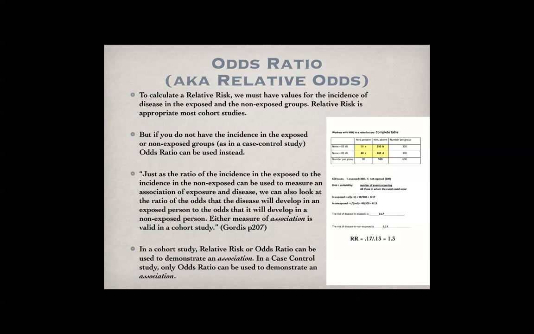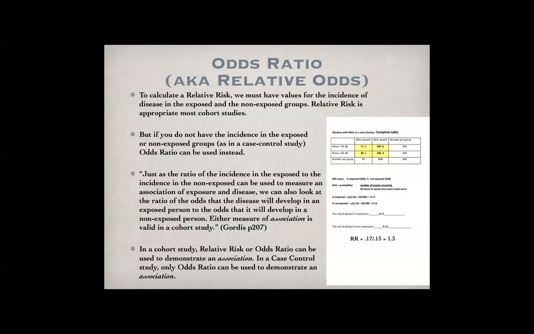Okay, so you can read through this. This is a quote from the textbook, from the Gordis text. Just as the ratio of the incidence in the exposed to the incidence in the non-exposed can be used to measure an association of exposure and disease, we can also look at this from the ratio of the odds that the disease will develop in an exposed person compared to the odds that it will develop in a non-exposed person.